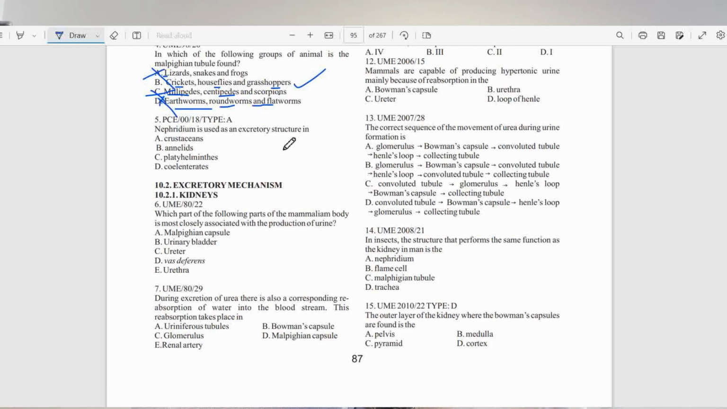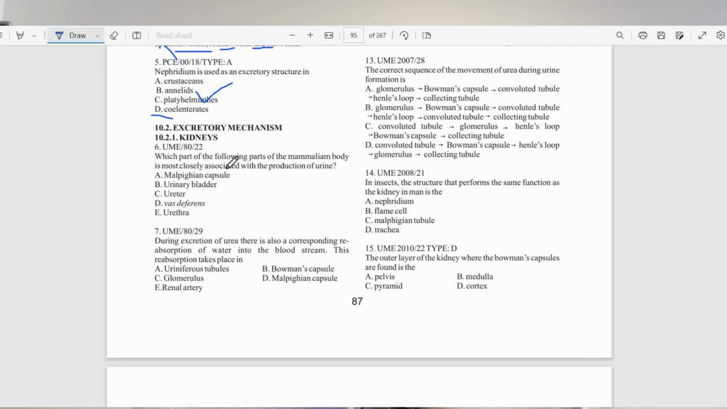Similarly, nephridium is used as an excretory structure in the earthworm. Which of them is the earthworm in this case? So you have crustacean, annelid, platyhelminth, and coelenterate. So what's the answer to that question? Is it tricky? The answer will be B, which is the earthworm, annelid. That's the group where the earthworm belongs. The answer will be B.